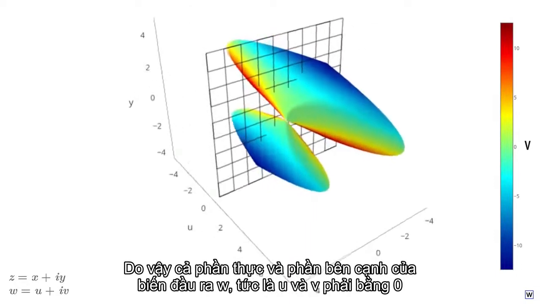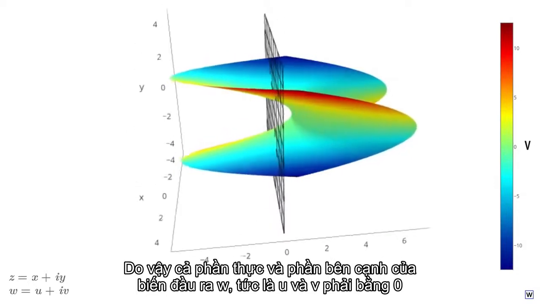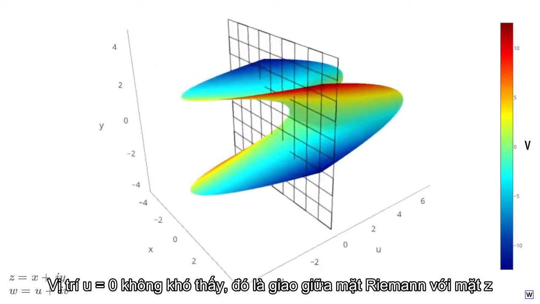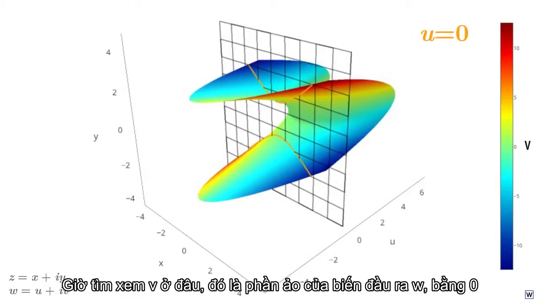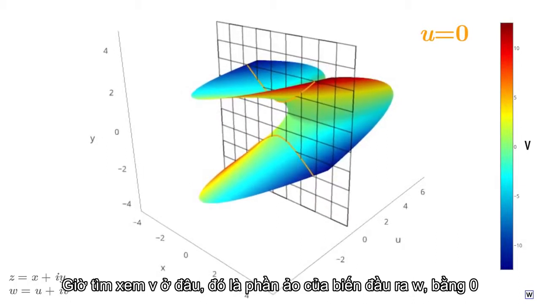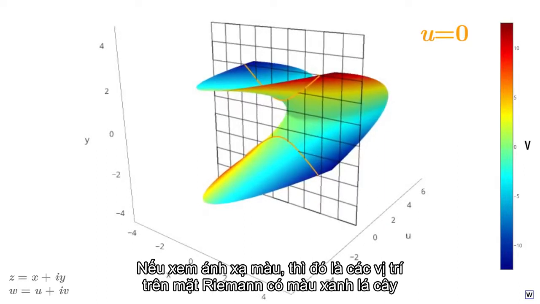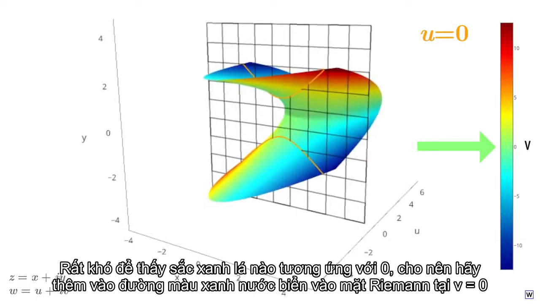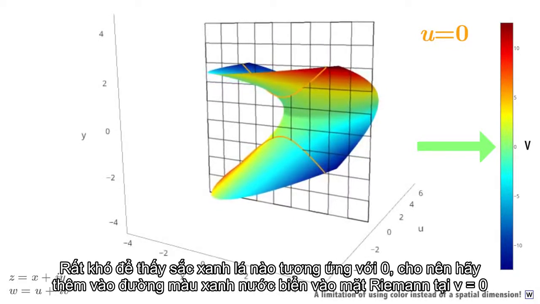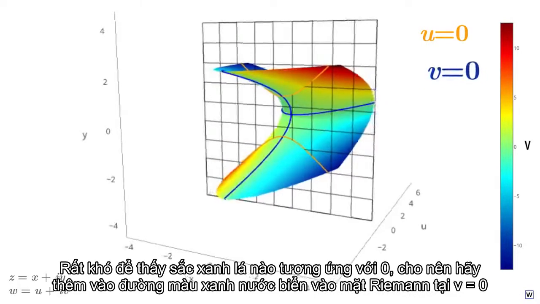For this to be the case, both the real and imaginary parts of our output variable w, u and v, must be 0. Seeing where u equals 0 isn't too bad. This is where our surface intersects the z-plane. Now, where does v, the imaginary part of our output variable w, equal 0? If we look at our color map, this should be where our surface is green. It's difficult to see exactly which shade of green corresponds to 0, so let's add a blue line to our surface where v equals exactly 0.